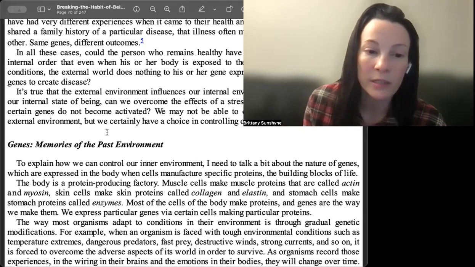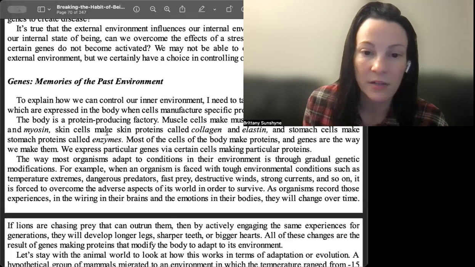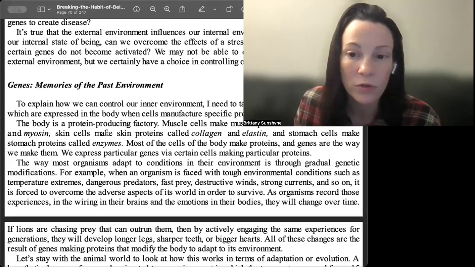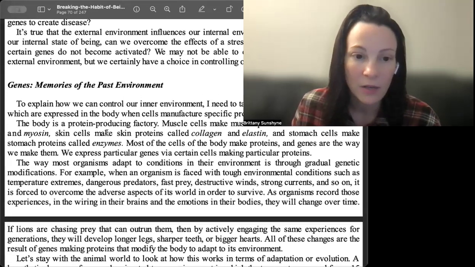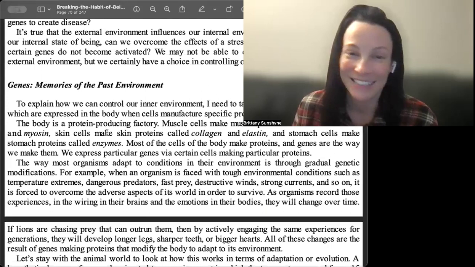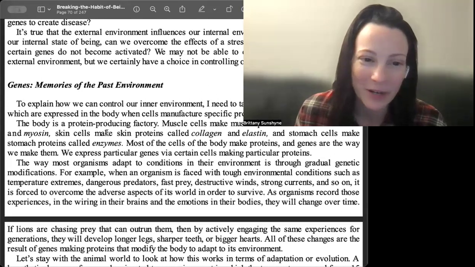The way most organisms adapt to conditions in their environment is through gradual genetic modifications.